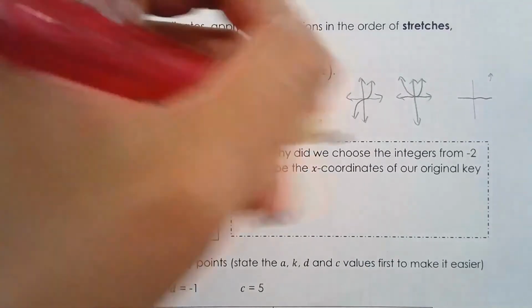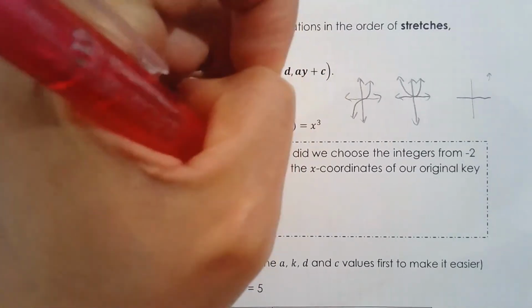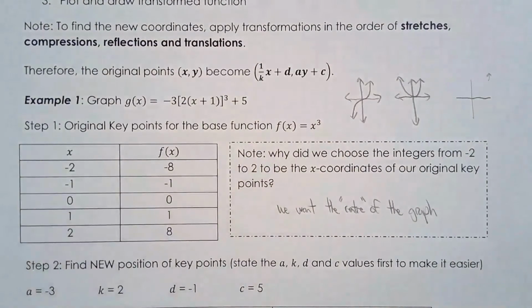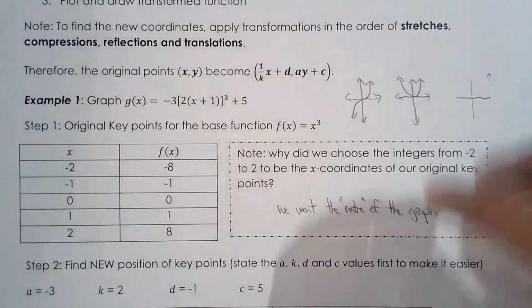So why do we choose this? We want the center of the graph, and I use that very loosely. You want where the exciting things happen. That's what we want to see.